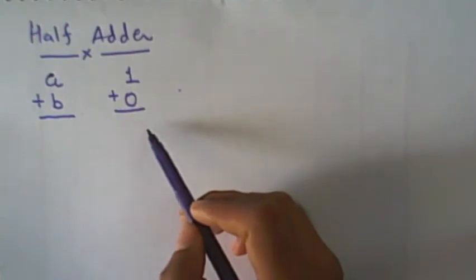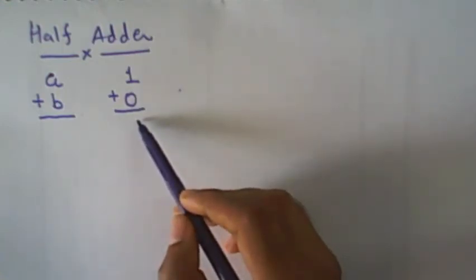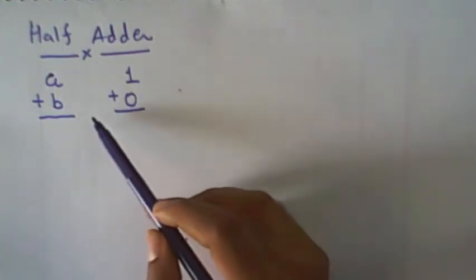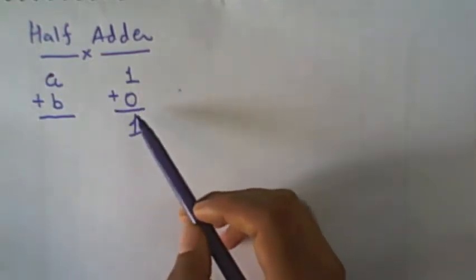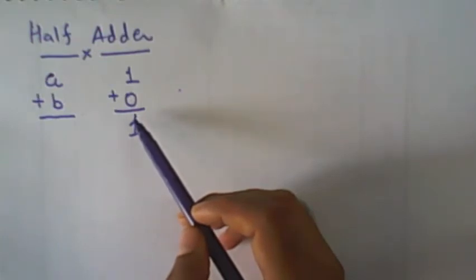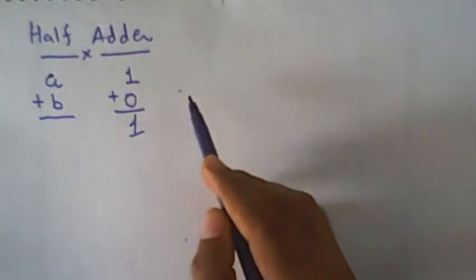Now we have to decide whether this half adder is a combinational circuit or a sequential circuit. A half adder is a combinational circuit because the present output does not depend on the previous input. It depends only on the present inputs. Suppose present input A is 1 and B is 0, so it produces the output 1 irrespective of the previous inputs or the previous outputs. So a half adder is a combinational digital circuit.